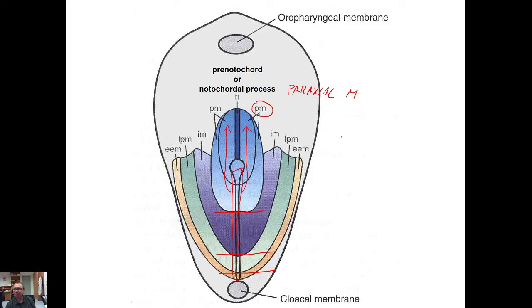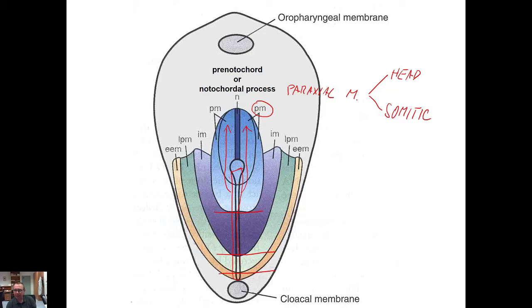Paraxial mesoderm isn't one simple population. It is possible to divide it into more cranial, so-called head mesoderm, and less cranial somitic mesoderm. So paraxial mesoderm has two parts, head mesoderm and somitic. Not somatic, but somitic. It is an important difference. Somitic and head mesoderm.